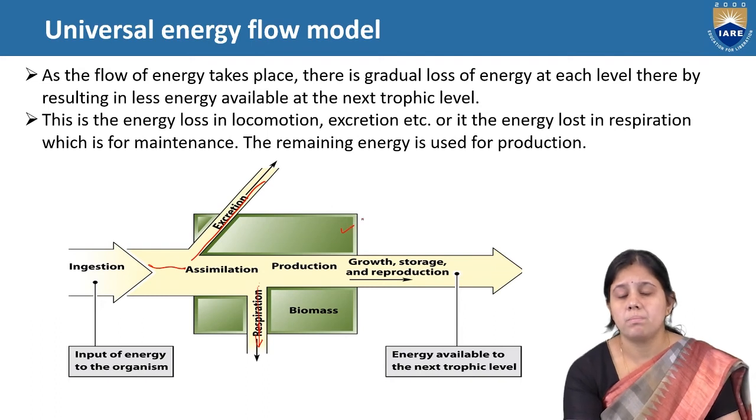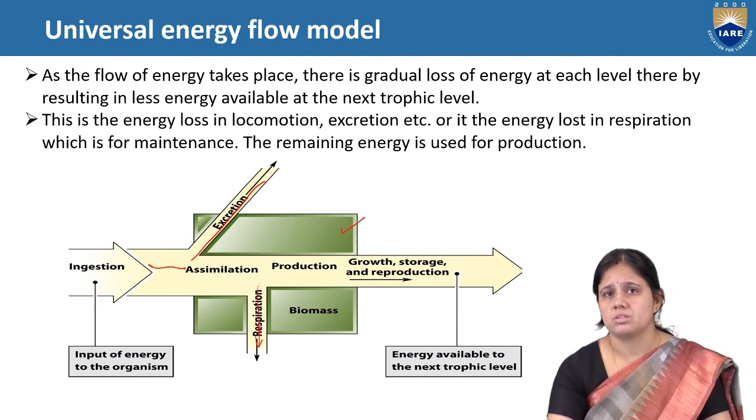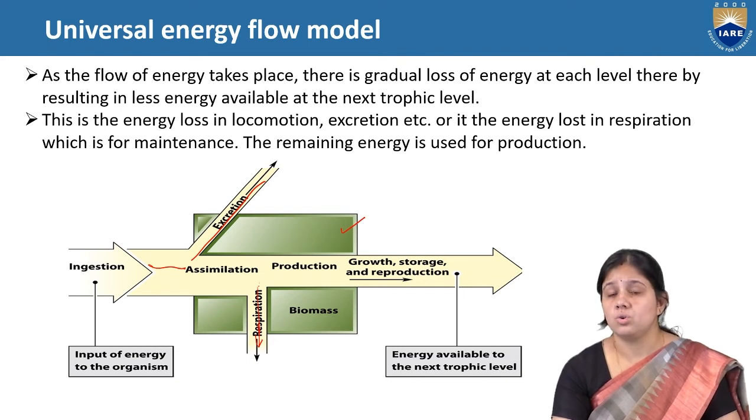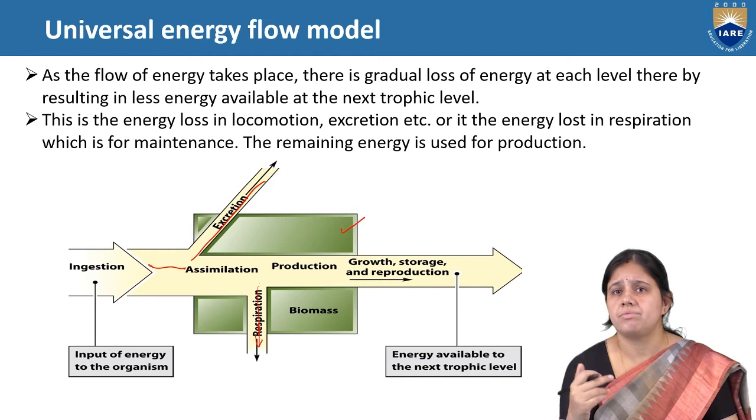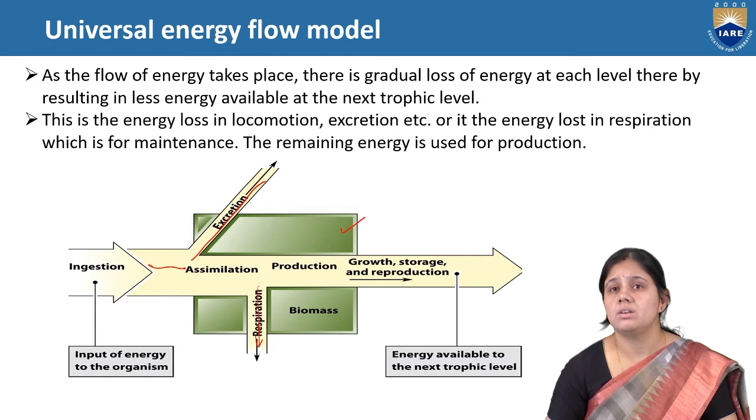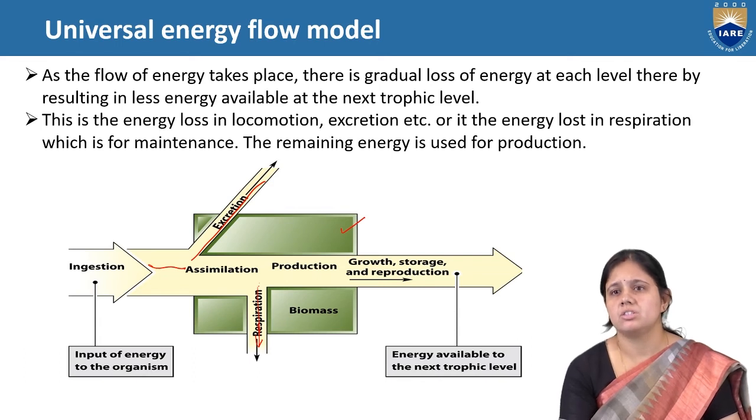The green color represents the biomass of that particular species in an ecosystem. In this picture, you can see that some energy is lost at every step in the form of the functions of that particular organism in the environment. There is an energy loss: energy is lost in locomotion, excretion, or in respiration, which is for maintenance. The remaining energy is used for production. Whatever energy is left, they will use it for production and their activity, and then they will provide this energy for the next trophic level. This is the universal energy flow model.